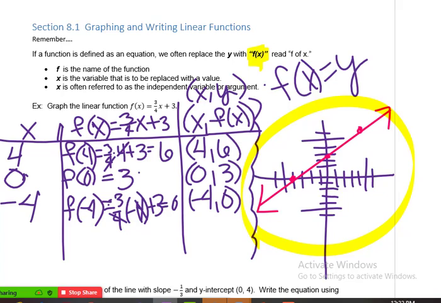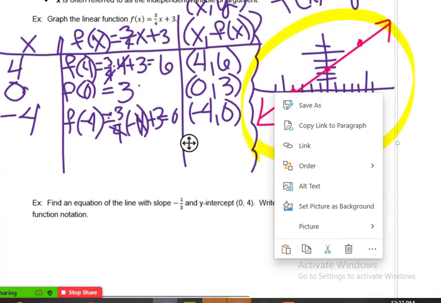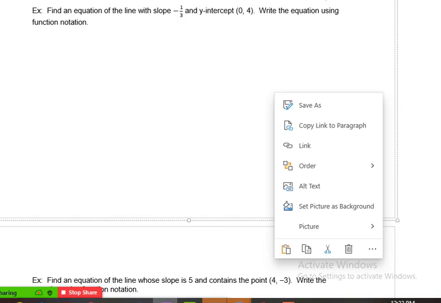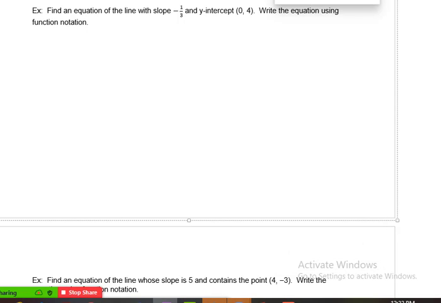All right, so we can always use plotting points to find these lines. Let's take a look at the next example. Find an equation of the line with slope -1/3 and y-intercept 0, 4. Write the equation using function notation.